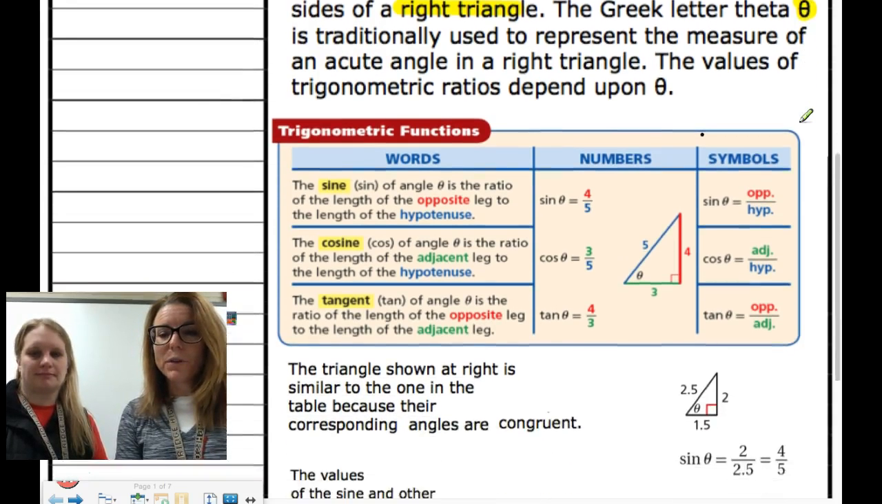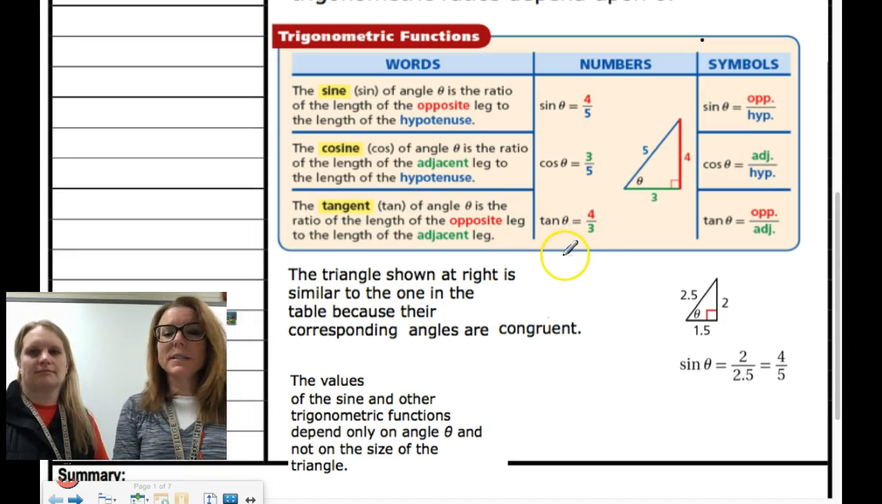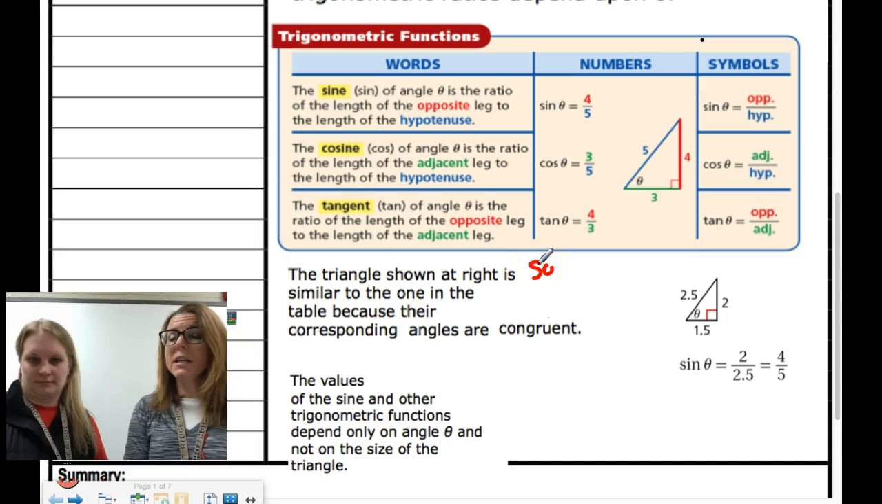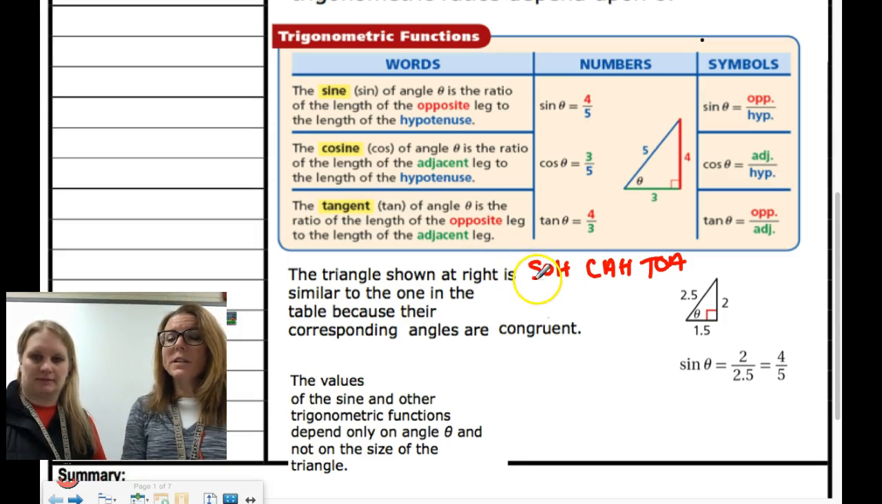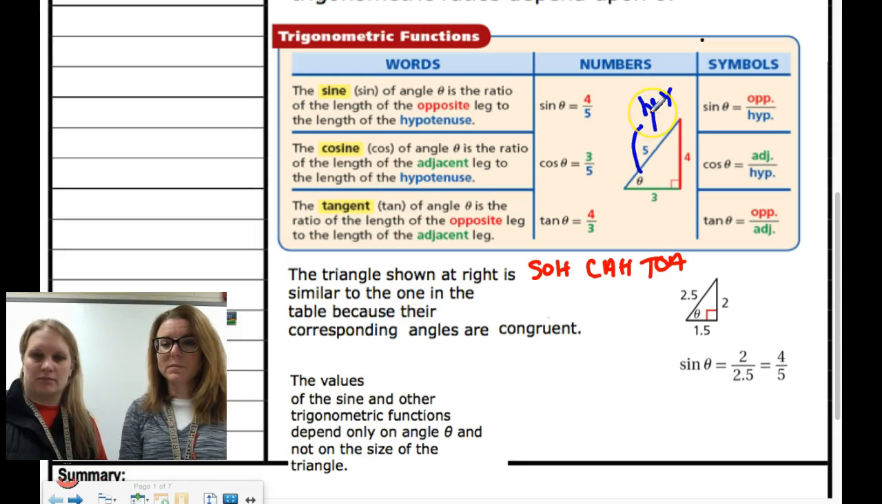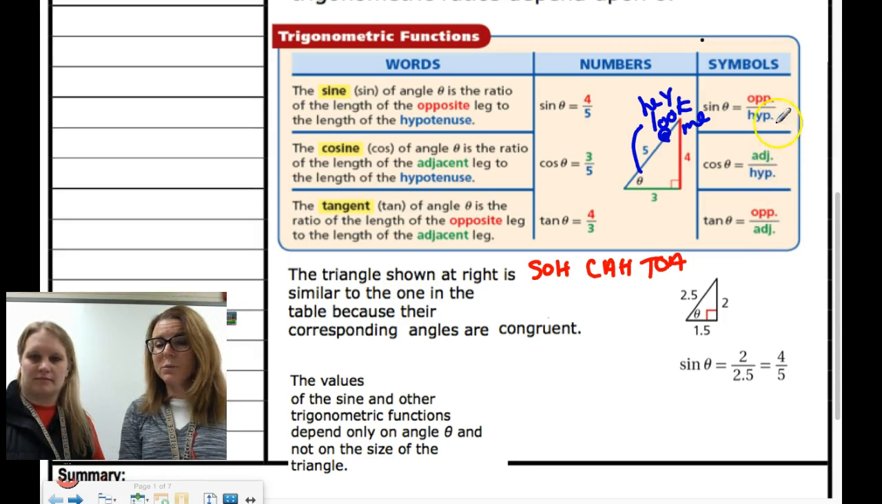So if we look at this picture right here, they talk about how they find sine, cosine, tangent. Another name for it is SOH CAH TOA. You're always looking at your theta in order to determine. That's our "hey look at me" angle, remember? Hey, look at me from geometry. SOH means opposite over hypotenuse, and that's where they got 4/5. Hypotenuse is always the side opposite the right angle.